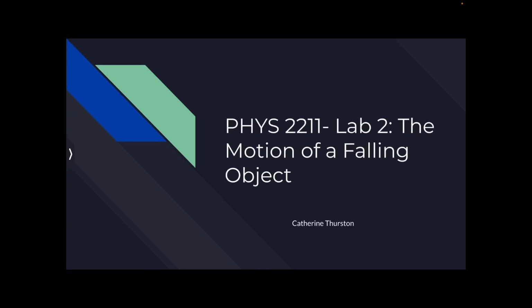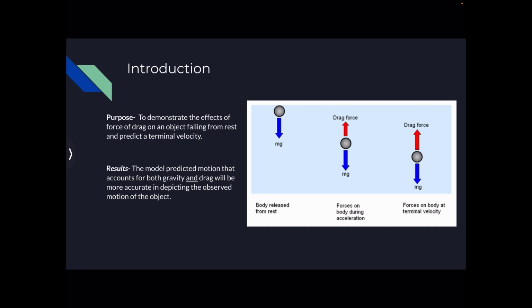This is Physics 2211 Lab 2, the motion of a falling object. The purpose of this lab is to demonstrate the effects of the force of drag on an object falling from rest and predict a terminal velocity. The model of predicted motion that accounts for both gravity and drag will be the most accurate in depicting the observed motion of the object.